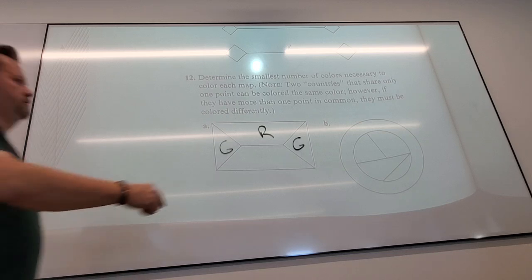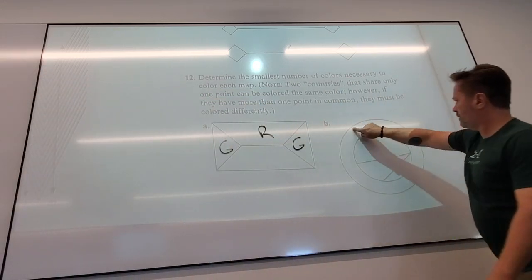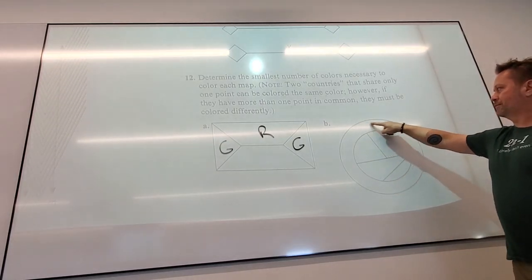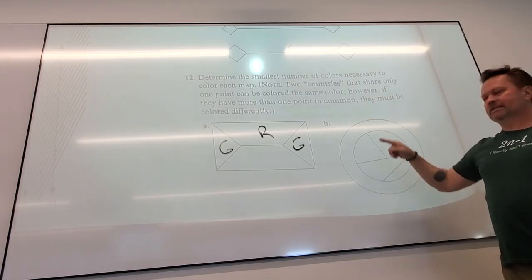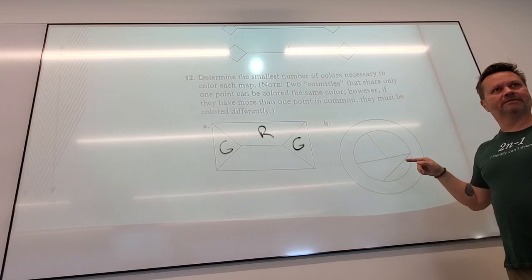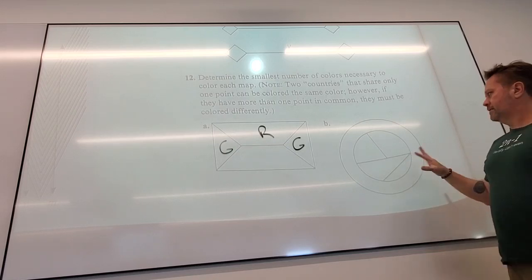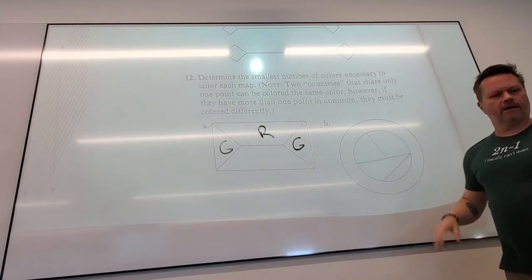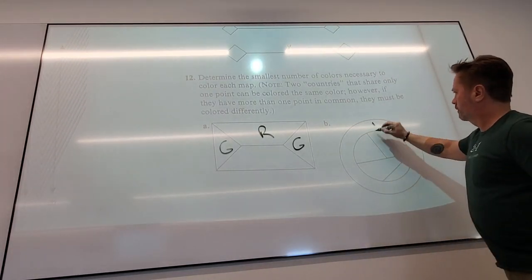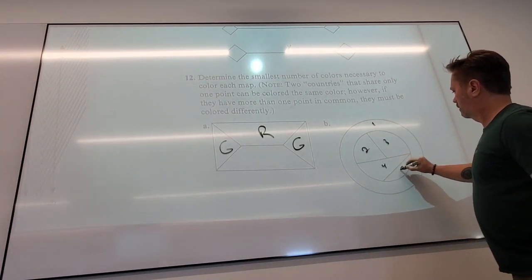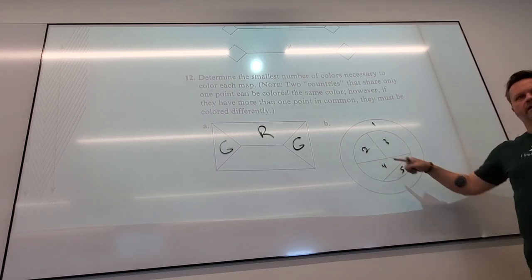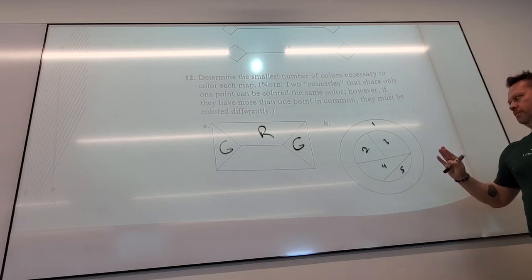Notice this region borders all of these regions. So whatever this region's color is, none of these can be that color, yes? I don't want to do too much, but at least tell me this. Which two regions can have the same color? Any? 2 and 5 can have the same color. Anybody else?